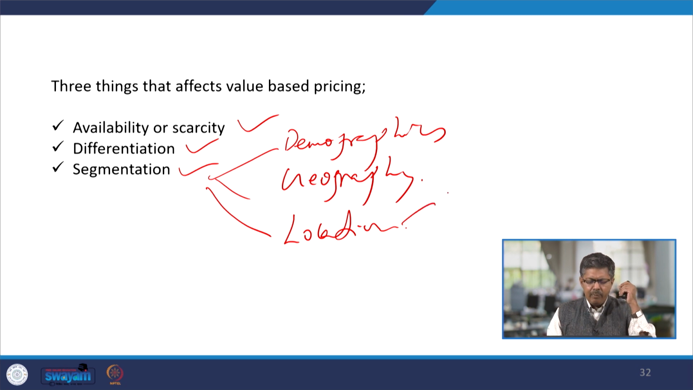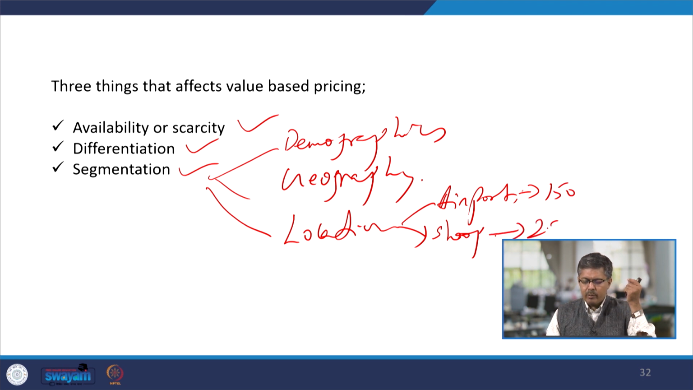Let us say when you buy a particular thing in the airport, and the same thing in a normal shop, what happens to the price? If you take a sandwich in an airport, it costs you 150 rupees, and in a normal shop it may cost you 25 rupees. So it is almost 6 times. Value based pricing looks into those kinds of features like location, urgency, age, gender, and tries to figure out what pricing can be done.